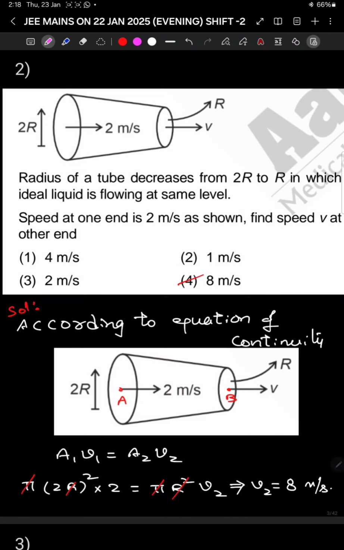This question belongs to the equation of continuity in fluid mechanics. Here this radius is given as 2r and this side radius is given as r. Here the velocity is given as 2, and they are asking to find the speed. So just apply the equation of continuity formula, a1 v1 equal to a2 v2. We know here the area is pi r square, here the radius is 2r so the area is pi (2r) whole square. Speed is given as 2. Here the area will be pi r square, and we are asked to find the v2 value.